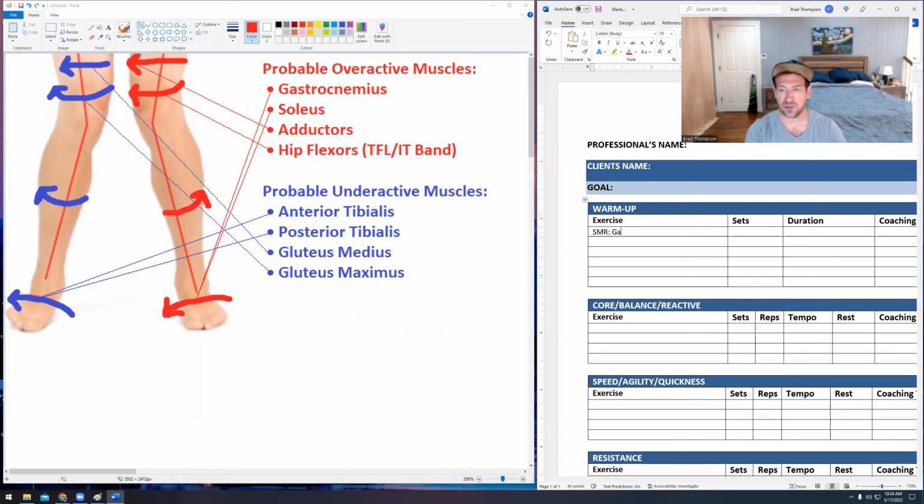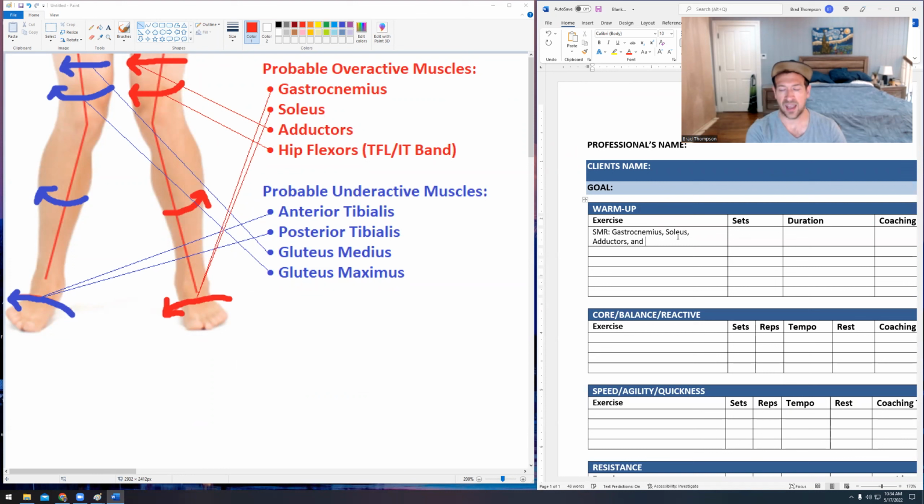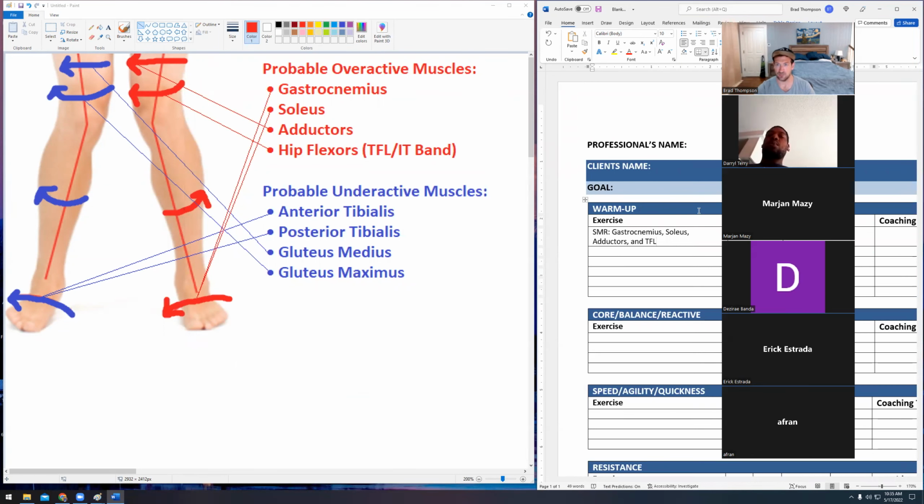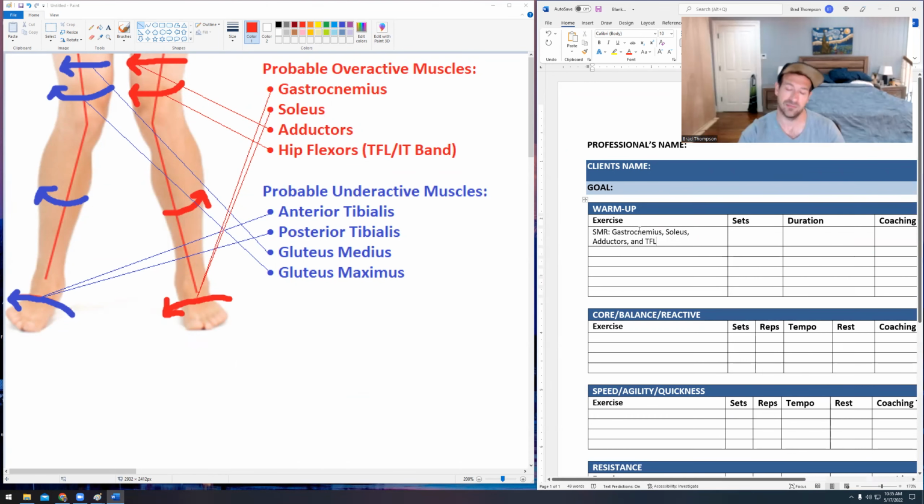The gastrocnemius, soleus, adductors, and TFL. I'm going to put TFL rather than putting hip flexors overall. Okay. We're just going to focus on the TFL tomorrow. Well, we're going to do all of it tomorrow, but for this one, we'll focus on that part, right? That is going to be 1 to 2 sets. So I'm going to pick one set. I'm going to go 30 seconds each for each movement, right?